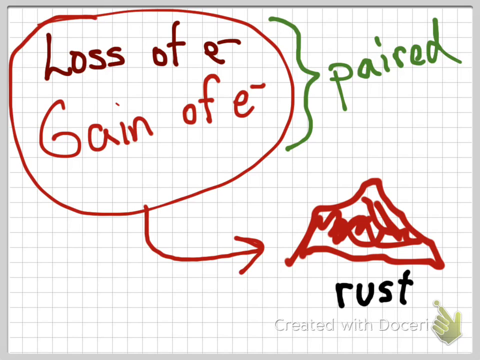The loss of electrons and gain of electrons, however, cannot really be separated. They must always occur together. The electrons have to have somewhere to go. We simply find it easier to think about it as the oxidation reaction and the reduction reaction. In this case, making rust.